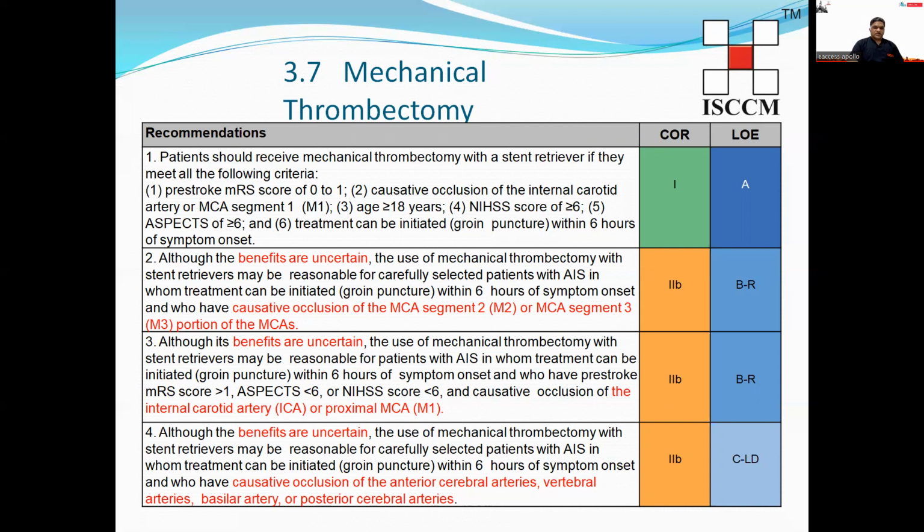Although benefits are uncertain, use of mechanical thrombectomy with stent retriever may be reasonable in acute stroke where treatment can be initiated within 6 hours of onset, who have a pre-stroke mRS score greater than 1, ASPECTS less than 6, NIHSS less than 6, causative occlusion of internal carotid artery or proximal M1. Class is 2B. Although the benefits are uncertain, use of mechanical thrombectomy with stent retrievers may be reasonable for carefully selected patients with acute ischemic stroke in whom treatment can be initiated through groin puncture within 6 hours from onset, who have causative occlusion of anterior cerebral artery, vertebrobasilar artery, posterior cerebral artery.